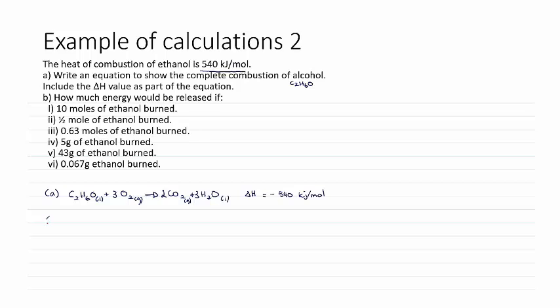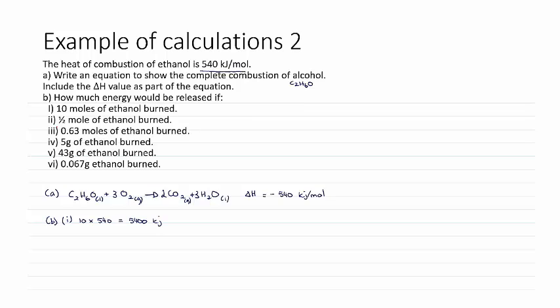Okay, for part B, the first part of the question, we've been asked how much energy would be released if 10 moles of ethanol were burnt. Now, 540 kilojoules is the amount of heat released if 1 mole is burnt. So to work out the amount of heat released when 10 moles of ethanol are burnt, we just simply do 10 times 540. So that's going to be 5,400 kilojoules.